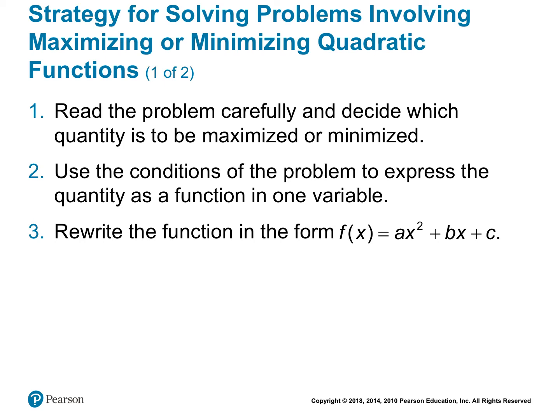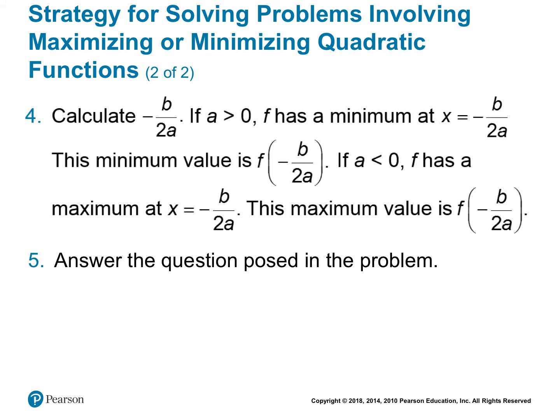Okay, so now we're going to talk about maximizing or minimizing quadratic functions. So read the problem carefully, decide which quantity is to be maximized or minimized, use the conditions of the problem to express the quantity as a function in one variable, then rewrite the function in the form f of x equals ax squared plus bx plus c. Then you'll solve for that negative b over 2a again. If it's greater than 0, it's a minimum. If it's less than 0, it's going to be a maximum, and then you would answer the question.